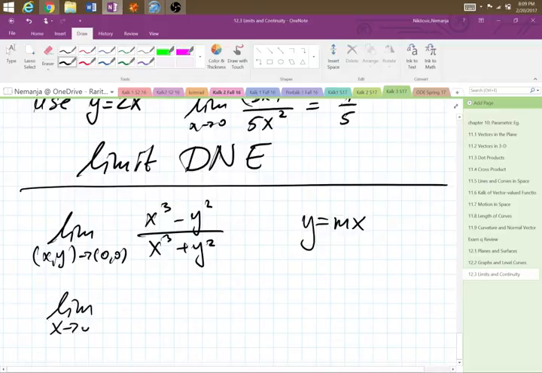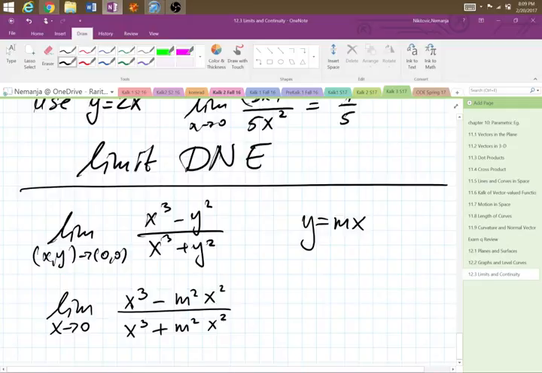Limit as x goes to 0. I have x cubed minus m squared x squared divided by x cubed plus m squared x squared, which is the limit as x goes to 0. We factor out x squared, numerator and denominator, and they cancel. So we are left with x minus m, over x plus m.